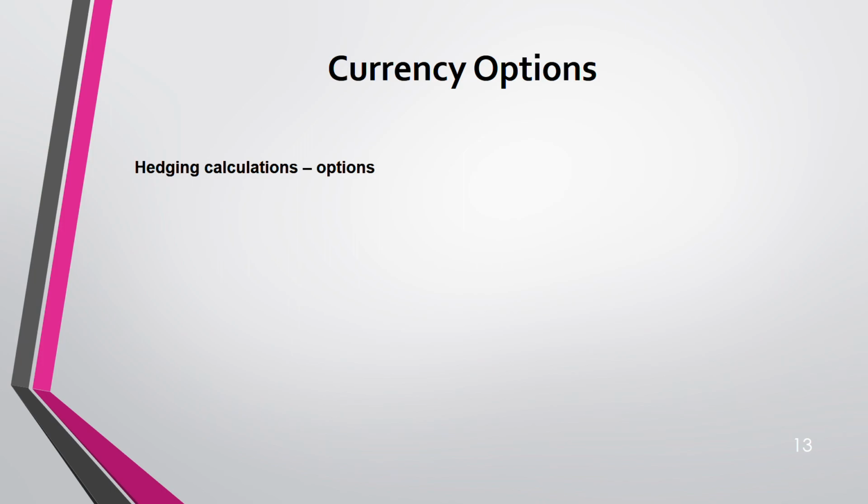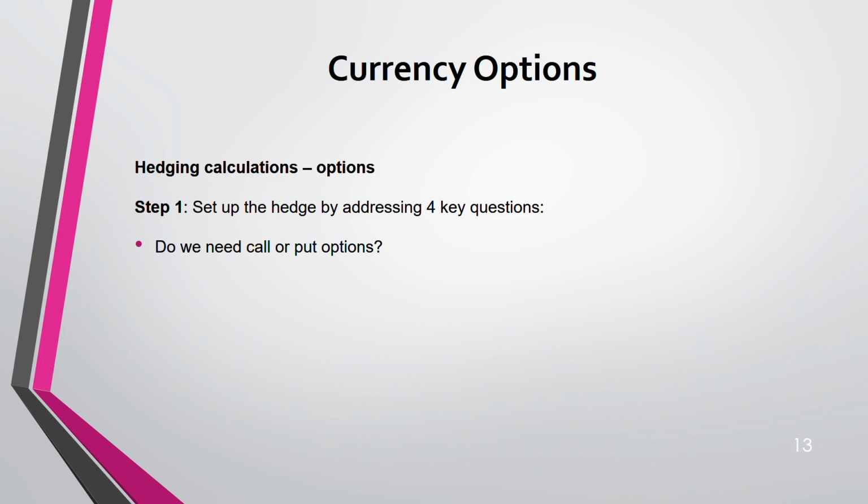Same like future, we have steps in options also. In future, we have 3 key questions. Here we have 1 additional question, 4 key questions. First one is here also call. There we have buy or sell. Here we have call or put option. Call means to buy, put means to sell. Again, it depends whether it's a foreign currency payment or a receipt, and also in which currency the options are.